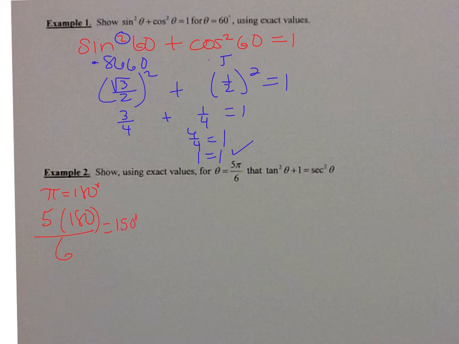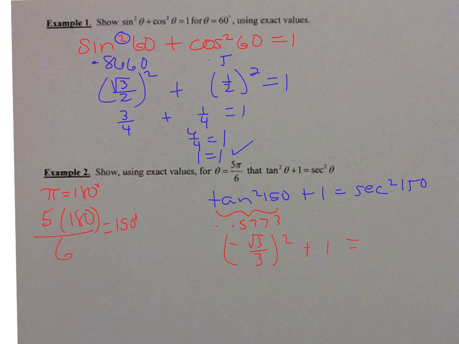So I want to show that tan squared theta plus 1 is equal to secant squared theta. All right, so I have tan squared 150 plus 1 equals secant squared 150. So let's plug in tan 150. Tangent of 150 is 0.5773, negative of that, sorry. So that is going to be negative the square root of 3 over 3. And then I want to square that.